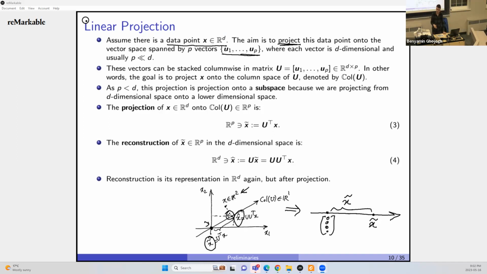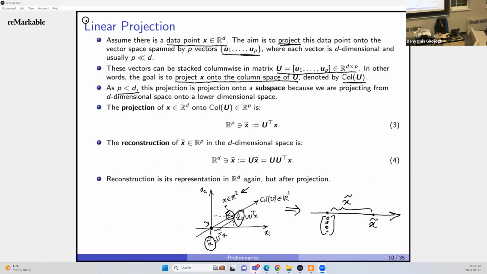So now that we have understood the concept, let's go into the mathematics of it. By the way, usually p is less than d. Why? Because we usually want to project onto a subspace. Why do you call it a subspace? Sub means less, right? It has fewer dimensions. Usually, not always, okay? So the U vectors can be stacked together to become the U matrix, d by p. In other words, the goal is to project x onto the column space of U. We defined that in the previous slide.